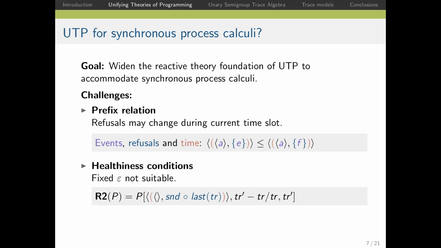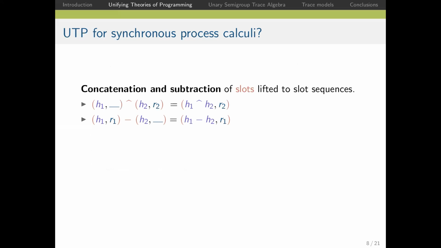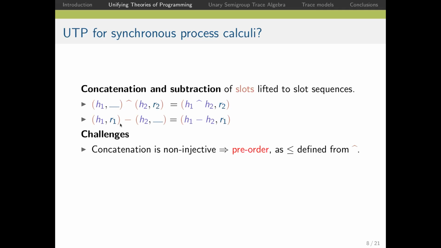So, and as I presented earlier, the original trace algebra is defined in terms of concatenation. So what are the problems for this? Let's look at the slots themselves, the pairs. So first of all, if you try to define concatenation for the slots, what we can do is we concatenate their history, so the first component of these pairs, but we need to do something about the refusals. So we throw one of them away, we keep only the right-hand side one. And similarly, if we define subtraction of these pairs, we need to do something about the refusal. So from this, we have that concatenation based on this is not going to be injective unless we start having things like multiset refusals, for example. And that means the induced order from concatenation is a preorder, it's not an order. So we have a problem.